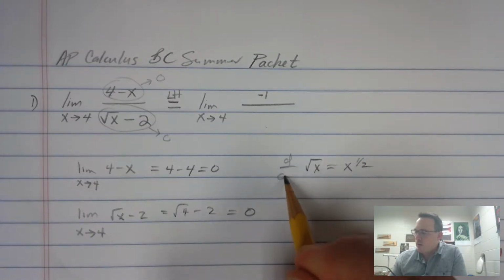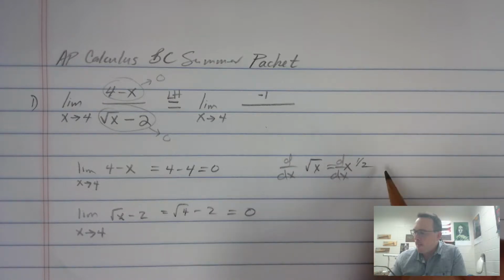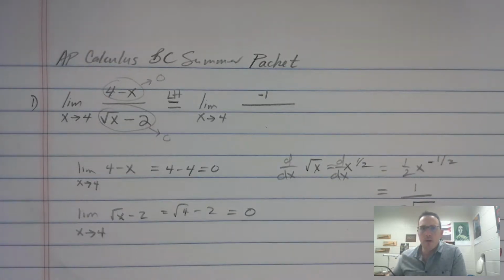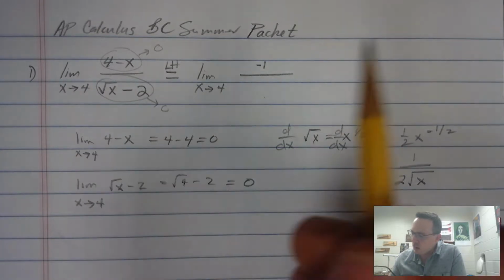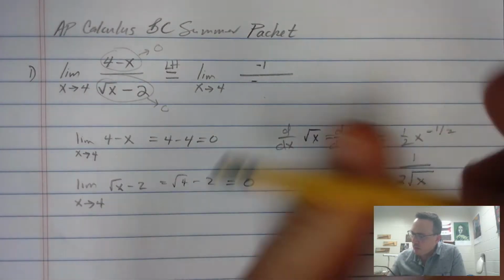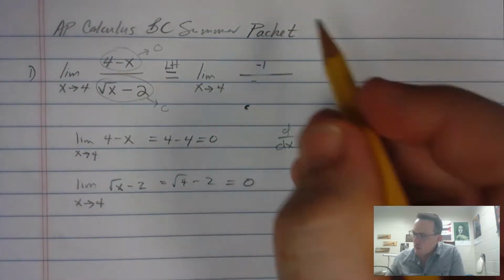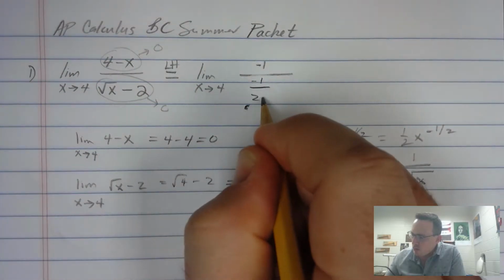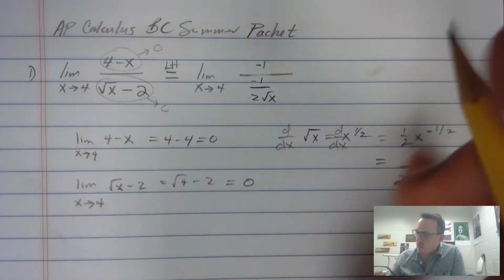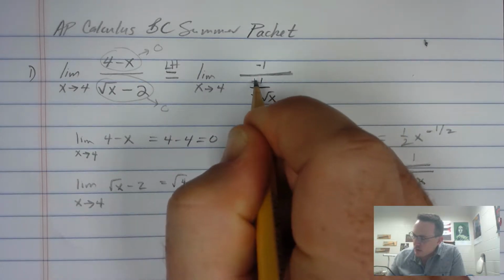So when we take its derivative, that would be 1/2 x to the -1/2, otherwise known as 1 over 2 square root of x, because x to the 1/2 power is the square root. The negative exponent throws it down into the denominator. So that becomes the denominator of my new problem here. We have 1 over 2 square root x. That is a plus sign, not a minus sign.